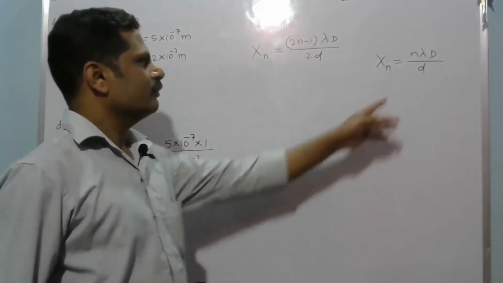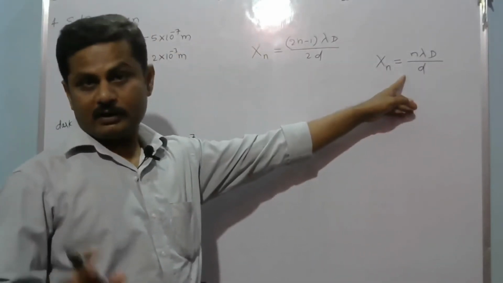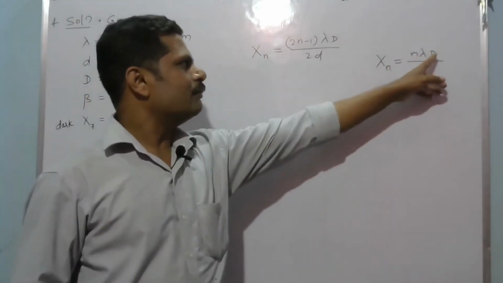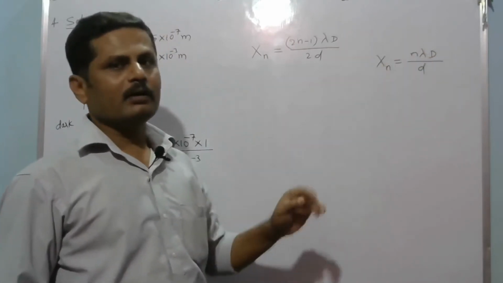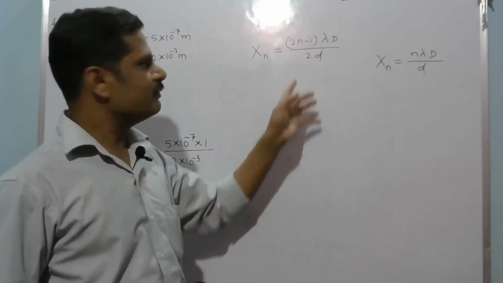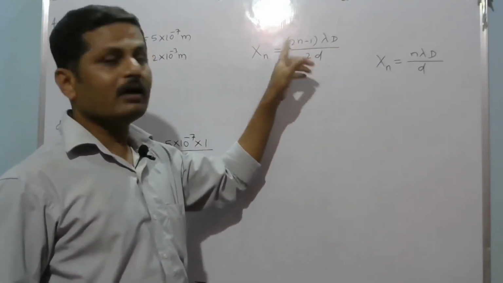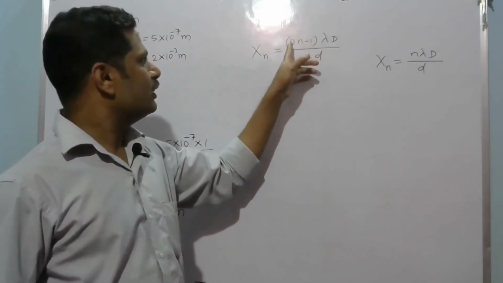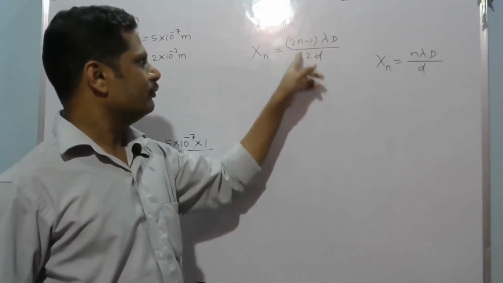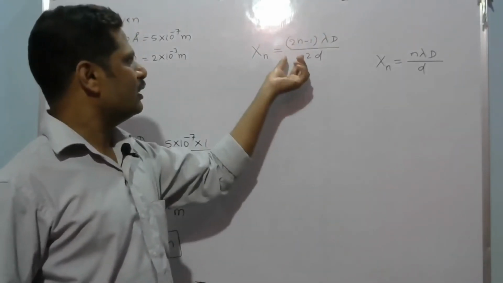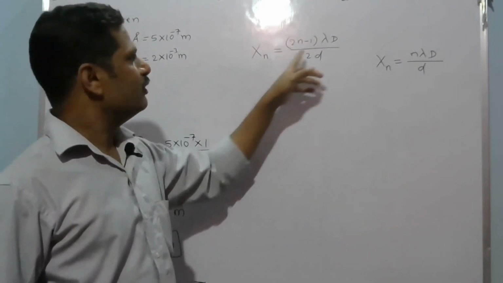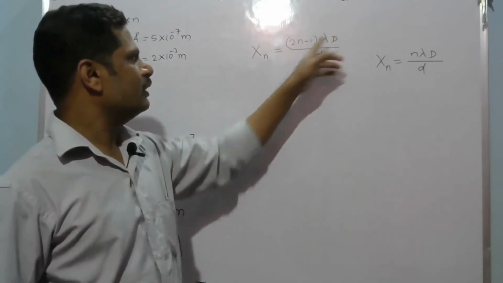Whenever we get a bright fringe, there will be constructive interference, because of that reason we get the bright fringe. So we are getting n lambda, an integral multiple of lambda. But whenever we get a dark fringe, that means there is destructive interference. What is the condition for destructive interference? That is an odd multiple of lambda by 2. 2n minus 1 is odd, so (2n minus 1) lambda by 2 is the odd multiple. So we get xn, the distance of the nth dark fringe from the central fringe, as (2n minus 1) into lambda D divided by 2d.